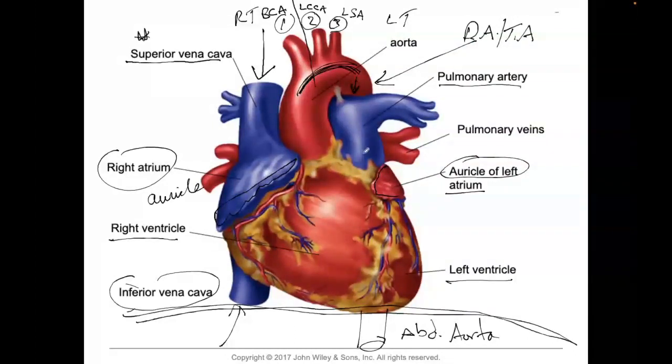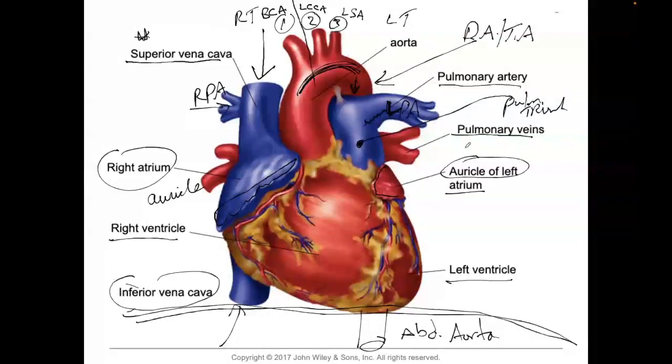Okay, we can see the pulmonary artery carrying deoxygenated blood. And really, this here is your pulmonary trunk, right? Off the tree trunk are the branches. So pulmonary trunk, pulmonary artery. This is the left pulmonary artery, and over here, that's the right pulmonary artery. Arteries carry blood away from the heart.